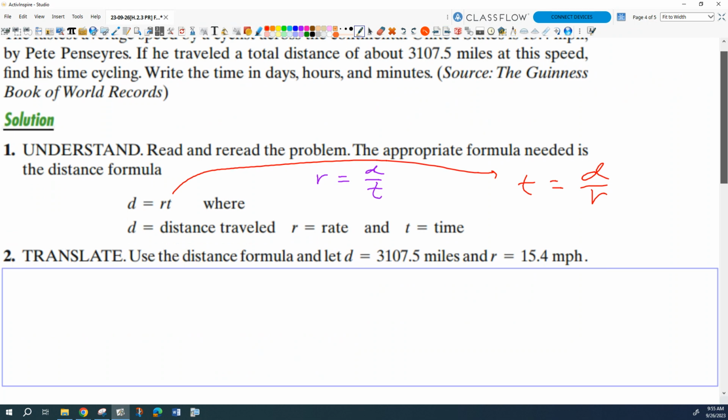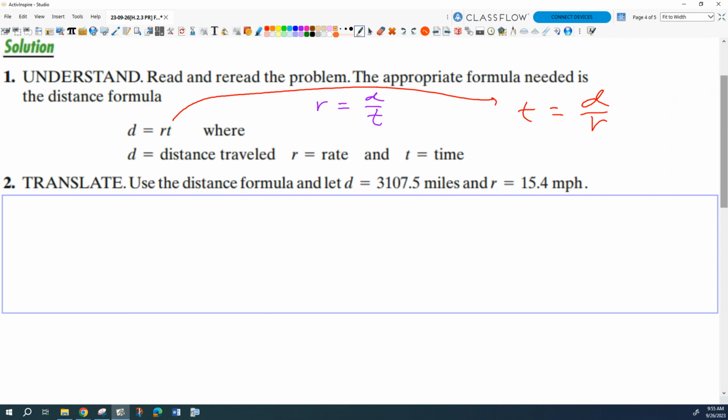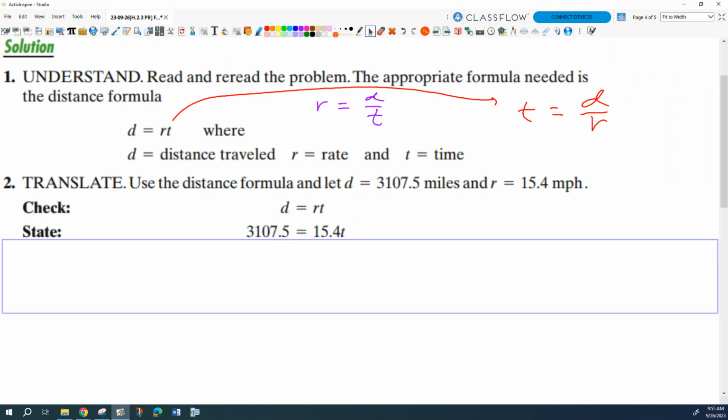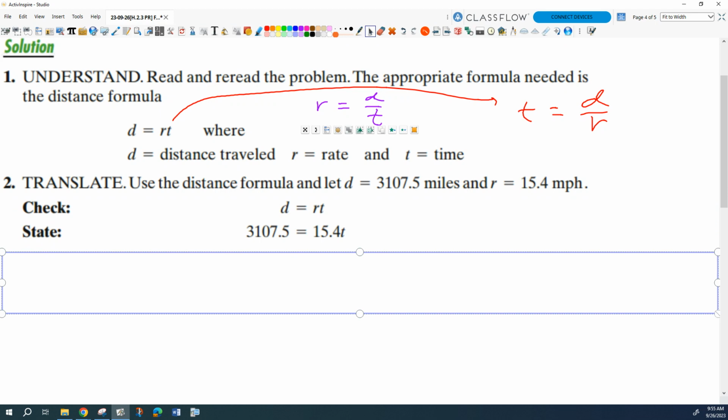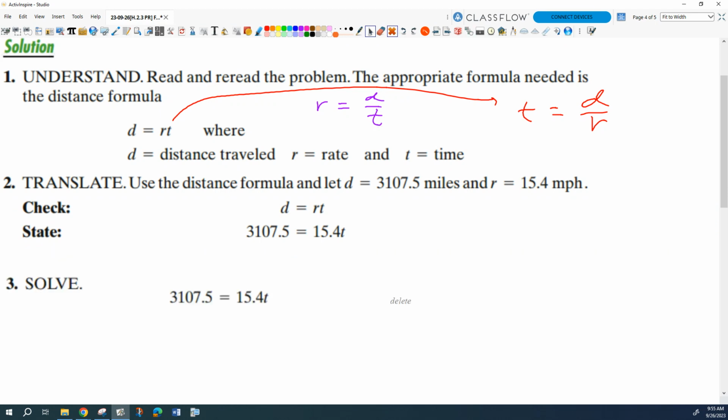So if we do that, we know that the distance is 3,107.5, r is 15.4. What do we get? Okay, well, we get that answer, right? If I plug the numbers in, then it's pretty straightforward. Just divide each side by 15.4, and we got it. Okay. Now, what is that though? That's going to give us an answer as a decimal. So interpret that. What does that mean?